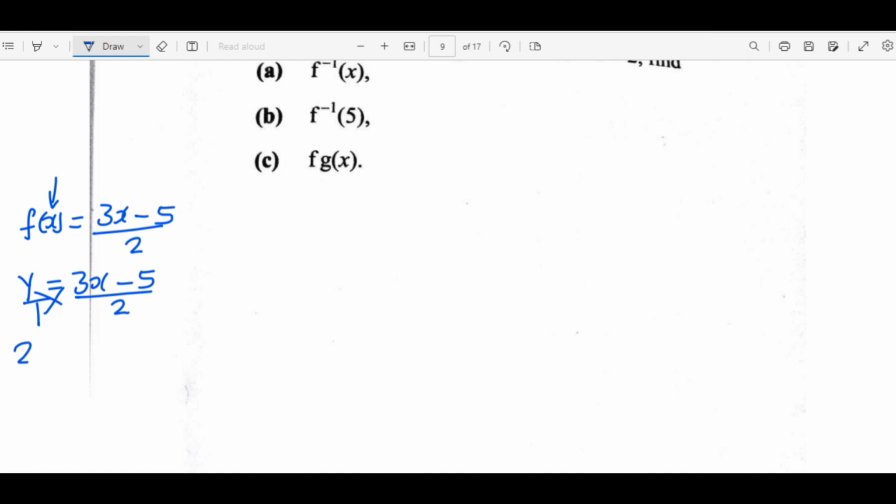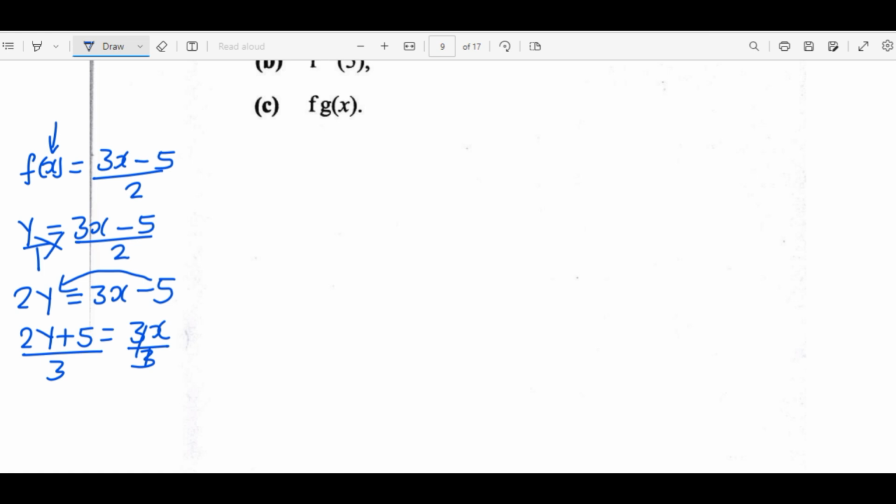So 2 times y will give us 2y. 1 times 3x minus 5 is still 3x minus 5. Since we are making x the subject of the formula, we can shift negative 5 to the left side. So this is 2y, the negative will change into positive 5, is equal to 3x. So to isolate x, we divide by 3 on both sides. So what is the value of x? The value of x as the subject of the formula is equal to (2y plus 5) over 3.